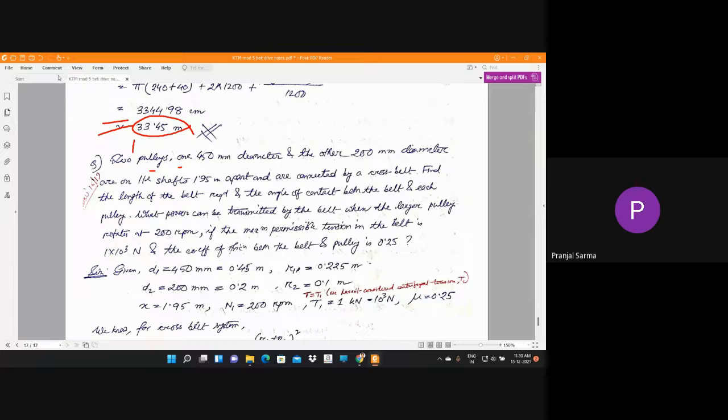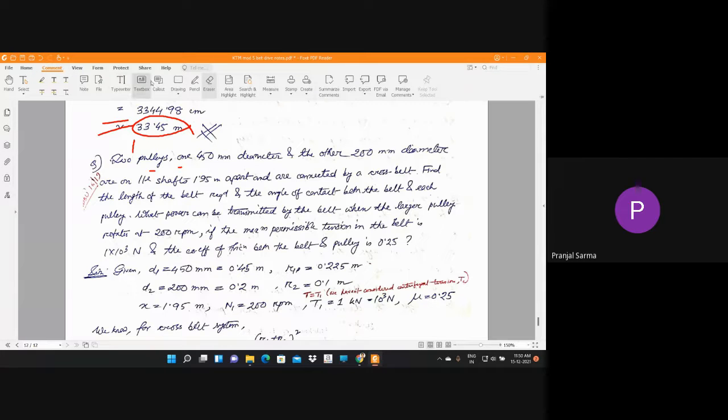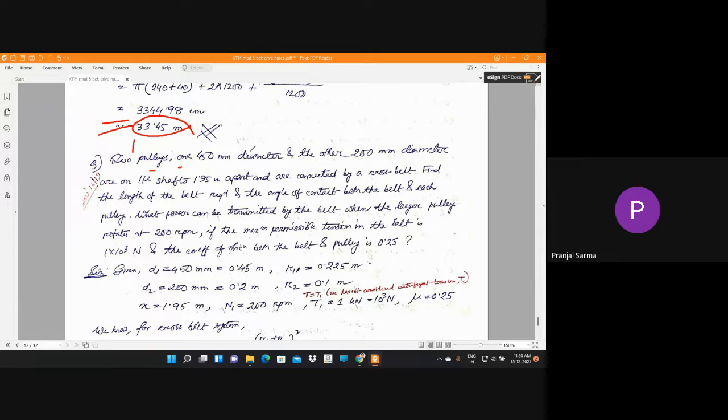Next, another problem we'll try to solve, and with this problem the discussion will end. So what they're saying, there are two pulleys. One is 450 millimeter diameter, that is, suppose D1 is 450 mm, 0.45 meter. From the diameter, we'll be able to find out the radius R1. And the other pulley is 200 millimeter in diameter. So D2 is also given, D2 is 200 mm. From there, R2 we will be able to find out.